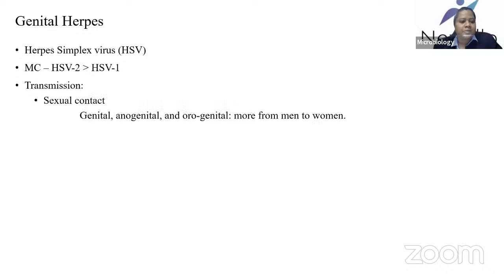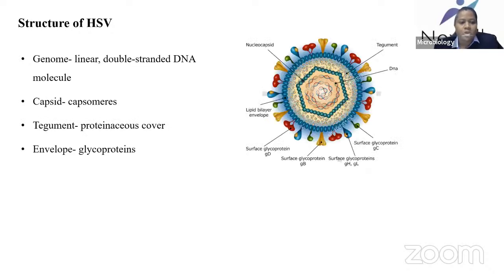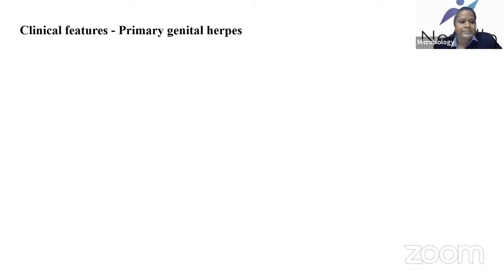So what is the mode of transmission? Transmission is through sexual contact. It can be genital, anogenital, urogenital, and it is more from men to women. It can also spread by direct skin-to-skin contact, in the case of healthcare workers. Now the structure of HSV: it is an enveloped, double-stranded DNA virus, and it also has glycoproteins on the surface.